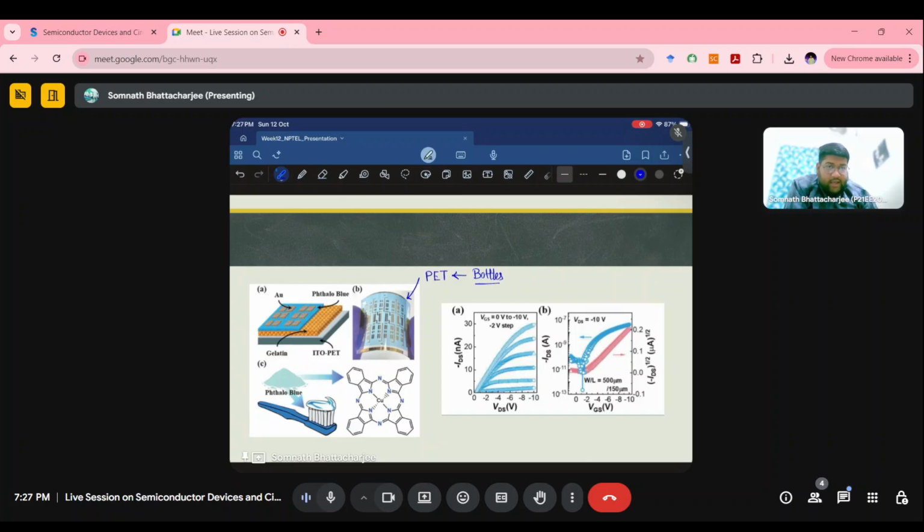And in this case I have used all biodegradable materials. This semiconducting material, called phthalo blue, was extracted from toothpaste itself. In toothpaste, like Colgate or this kind of thing, there is a blue pigment, and that is completely edible and also biodegradable. So the semiconductor was extracted from toothpaste.